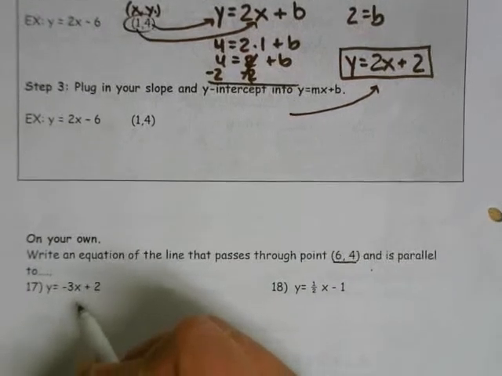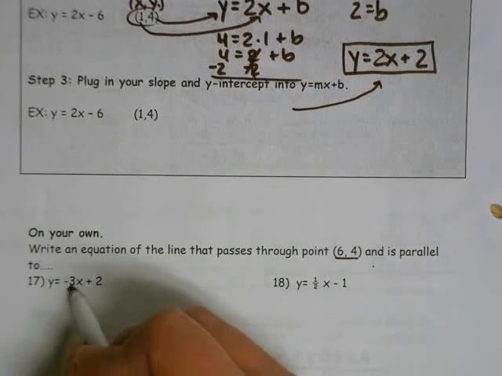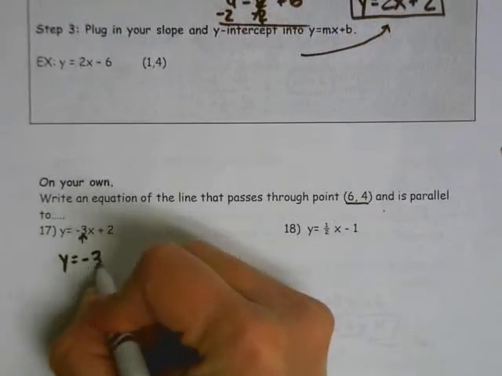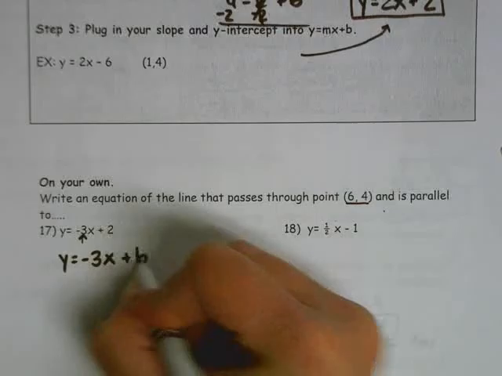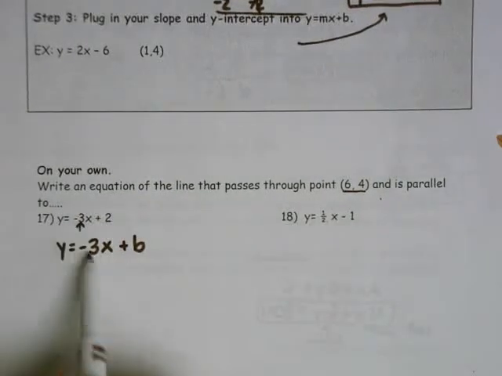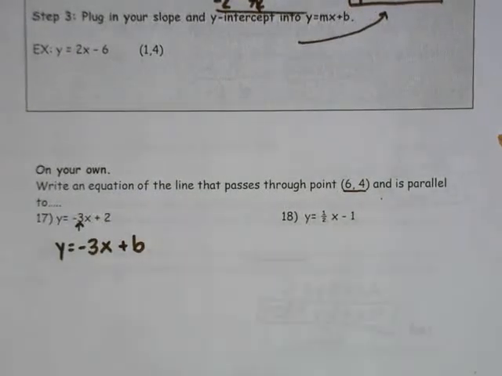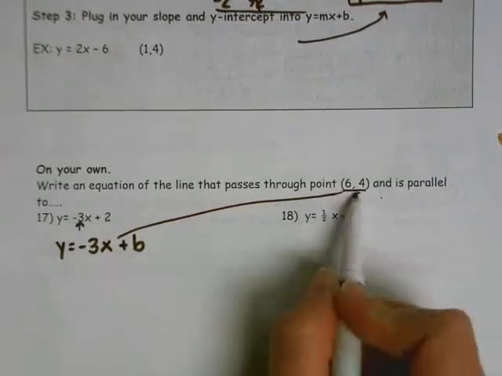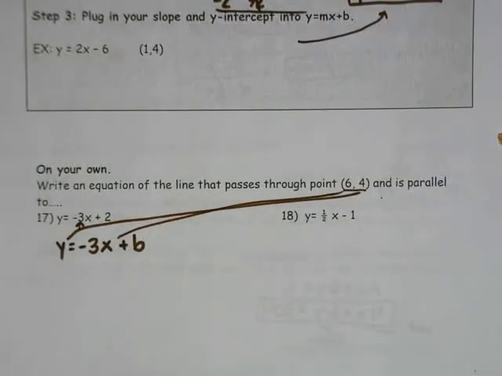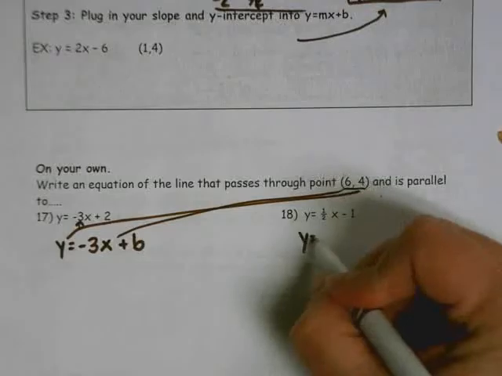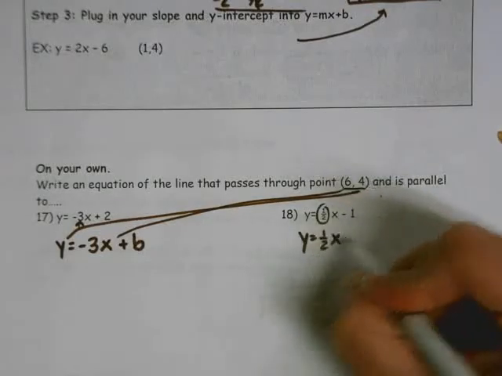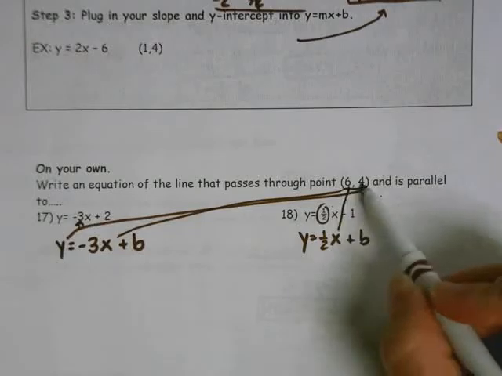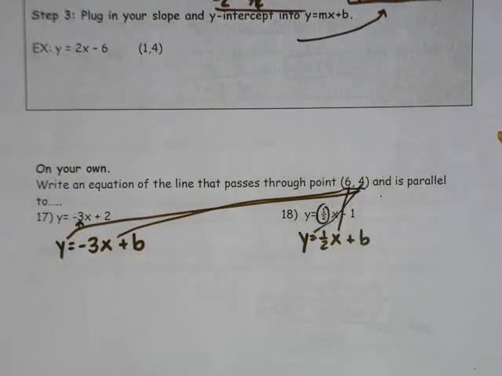So just to get you started, what is the slope? In this case, -3. So you're going to have y equals -3x plus b. It's parallel. It's got the same slope, but it's just a different y-intercept, and we don't know it. We've got to plug in x and y and solve for b. Same thing here. Same slope, but a different y-intercept. And we've got to plug in x and y. So you can do that on your own.